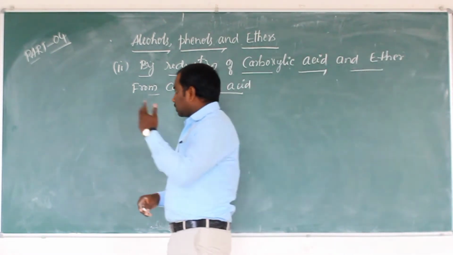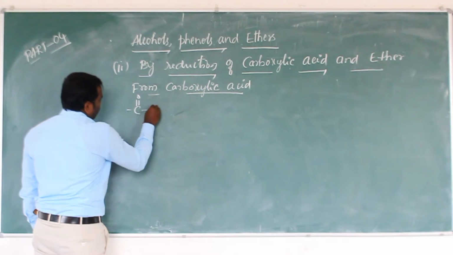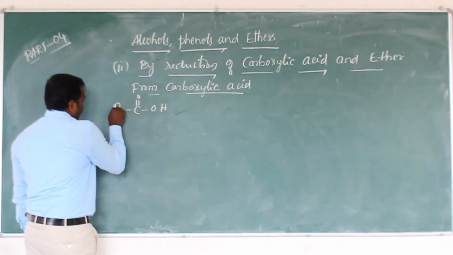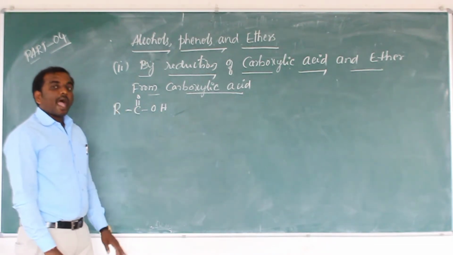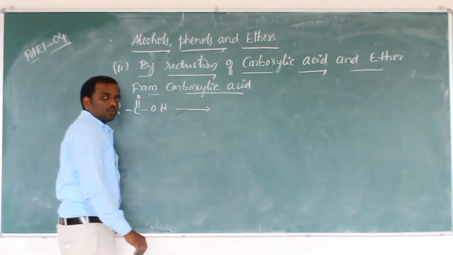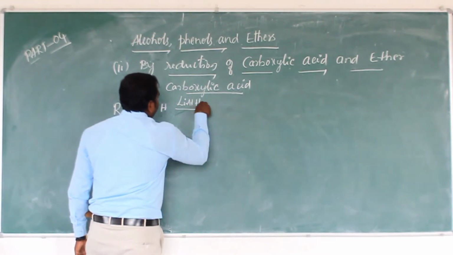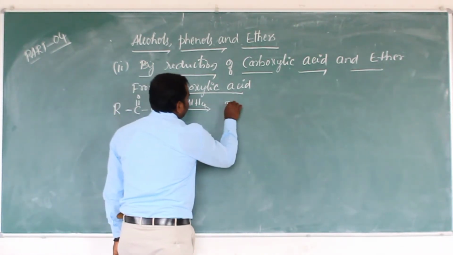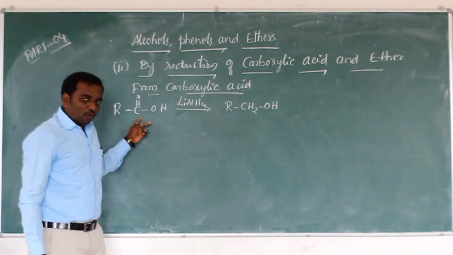Already we know the carboxylic acid formula. The functional group of carboxylic acid is C double bond OOH. Carboxylic acid is RC double bond OOH. When carboxylic acid is reduced by using lithium aluminium hydride, it forms primary alcohol, RCH2OH.